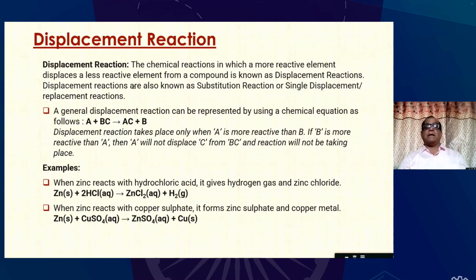Now, displacement reaction. The reactions in which a more reactive element displaces a less reactive element from a compound are known as displacement reactions. These displacement reactions are also known as substitution reactions. Further, a substitution or displacement reaction may be of two types: single displacement reaction and double displacement reaction. A general displacement reaction can be represented by the chemical reaction A plus BC gives AC plus B.